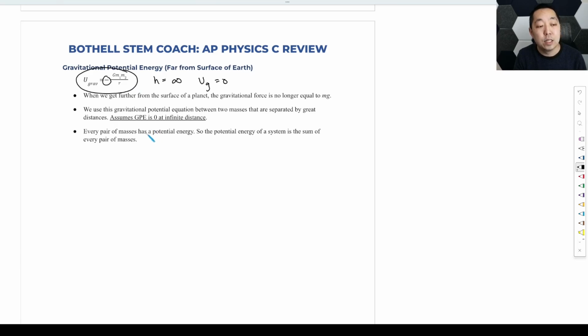Now, sometimes when you're calculating potential energy of a system there's more than just two objects. If there are just two objects, you use this formula. But if there are 3 or 4 objects, every pair of objects in that system has potential energy. So when you have 3 objects, you have to do the potential energy of every pair, and there are 3 pairs in there.